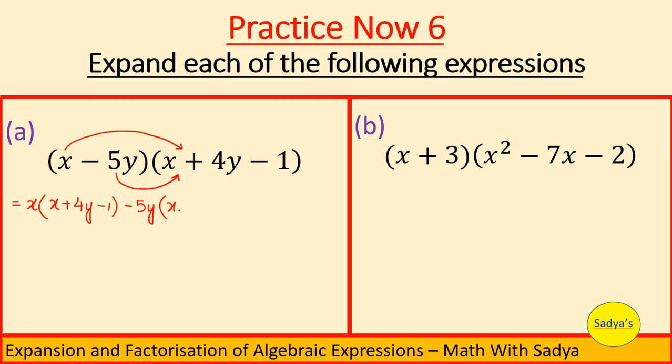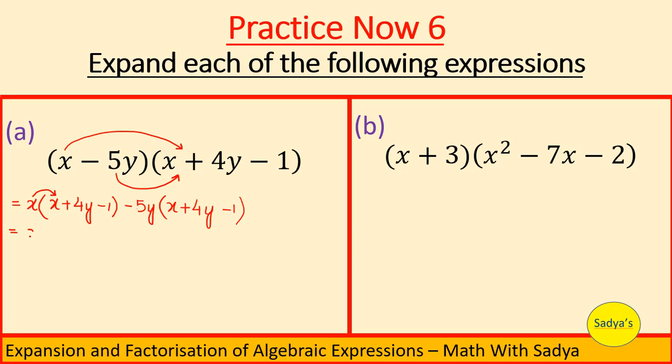And then we write the second bracket, which is (x + 4y − 1). Since we have written no sign between x and the second bracket, similarly minus 5y and second bracket, it means that they are being multiplied. Let's do the multiplication using the distributive law.